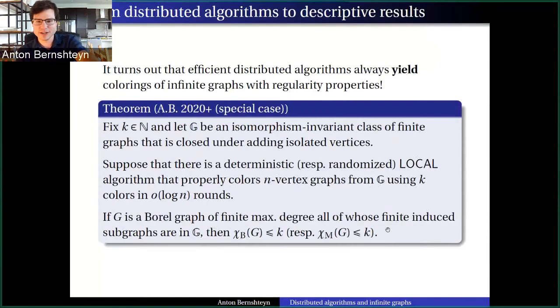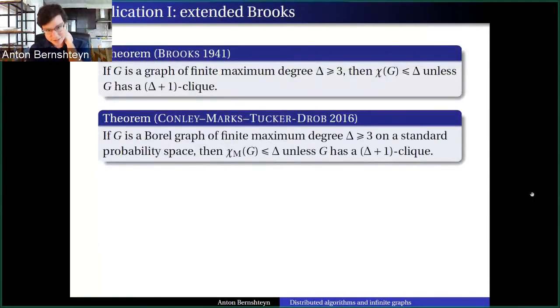The point is that once you know this, of course, you can just go through the literature in distributed computing, find whatever coloring problems have efficient distributed algorithms, and just translate them using this machinery into results in descriptive combinatorics about infinite graphs. So here's just a neat example, which I thought I should mention.